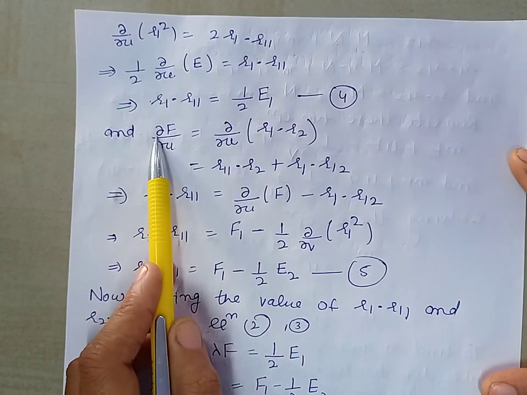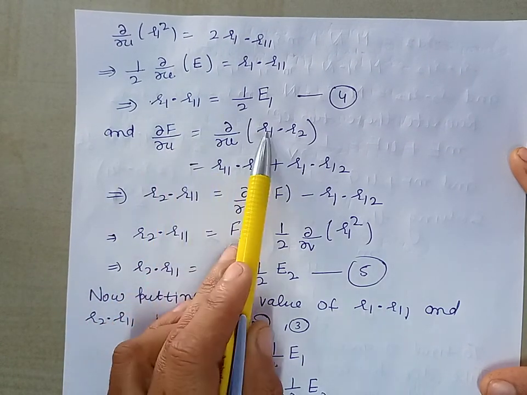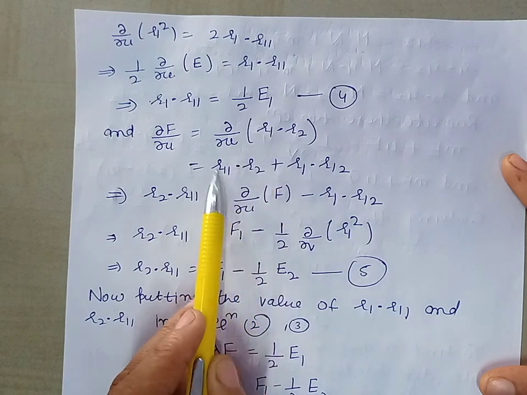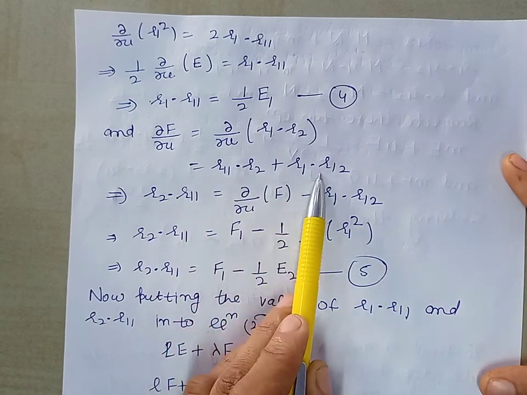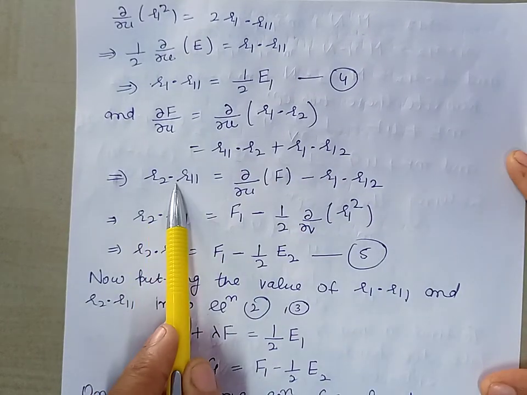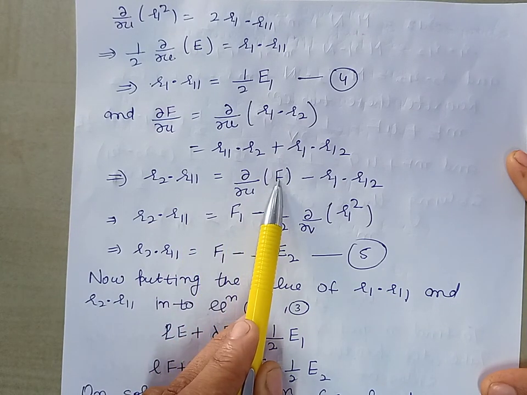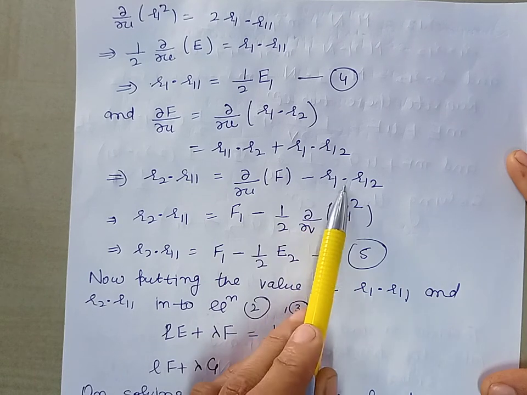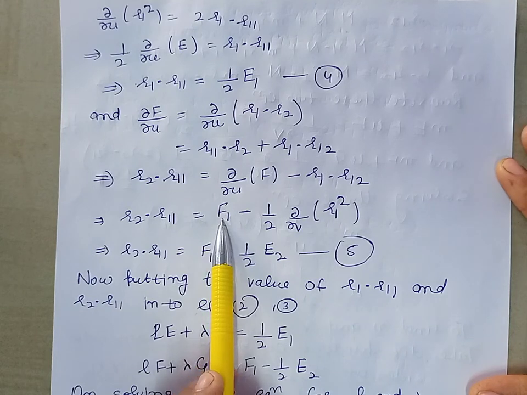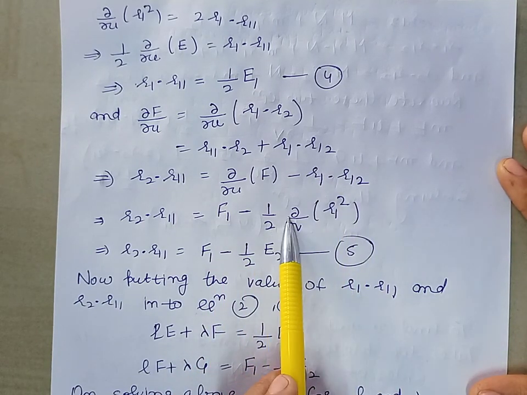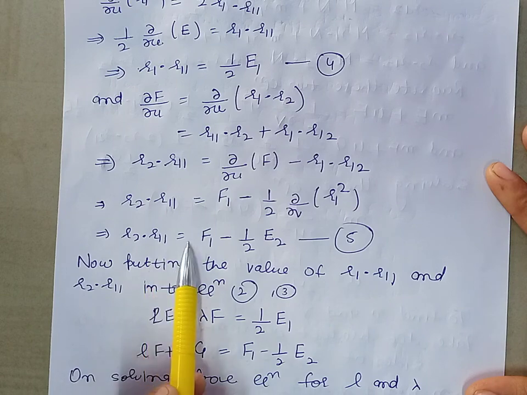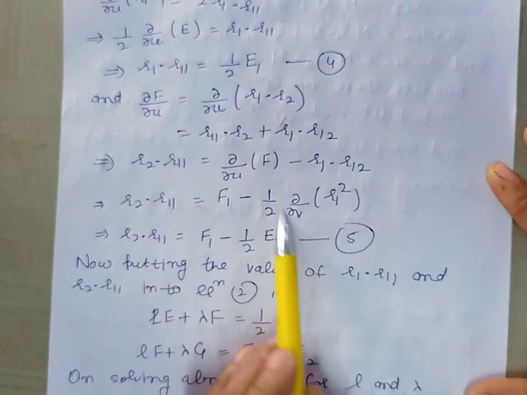Now if you find partial derivative of F with respect to U, F is r1 dot r2. So by using product rule of differentiation of dot product of the vectors, this will become r11 dot r2 plus r1 dot r12. So from here we can find the value of this dot product. This is r2 dot r11 is equal to partial derivative of F with respect to U minus r1 dot r12. Now partial derivative of F with respect to U, that is F1, and this is half of partial derivative of r1 square with respect to V. Now from here r2 dot r11 is equal to F1 minus half of this is E2.